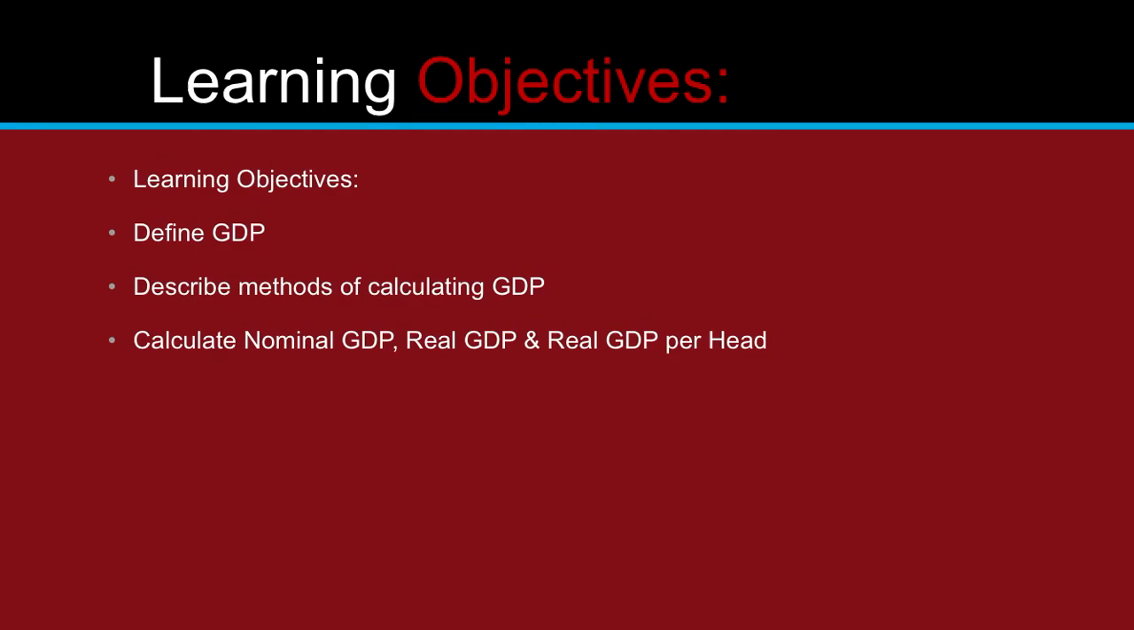The third method is the income method, by summing up all the rewards of the factors of production, or the rewards of the economic resources. We have four important economic resources, or factors of production, which are land, labor, capital, and enterprise. The reward for land is rent, the reward for labor is wages, the reward for capital is interest, and the reward for enterprise is profits. By adding up all the rewards, you'll get the GDP in a country.